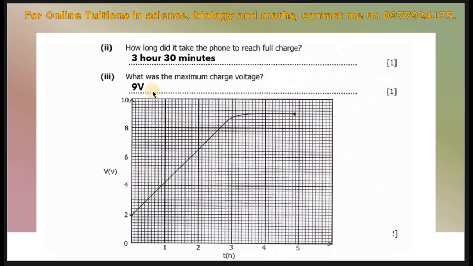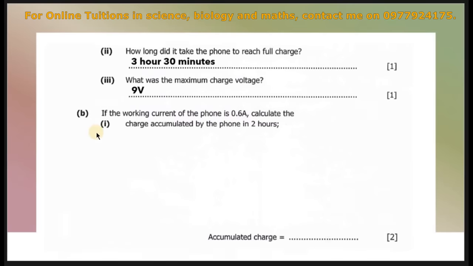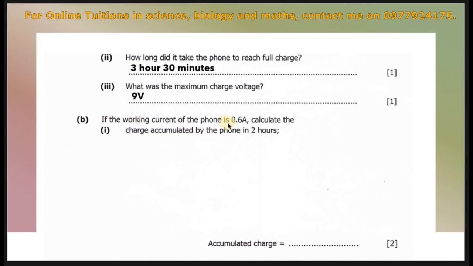Okay. So now, the next question says, if the working current of the phone is 0.6 amps, calculate 1. Charge accumulated by the phone in 2 hours. So this is another new question that has appeared in the exam. I said in each exam, there might be one or two questions that are totally new, like this one here. I'm just reminding you. So they're saying, if the working current of the phone is 0.6 amps, calculate the charge accumulated by the phone in 2 hours.